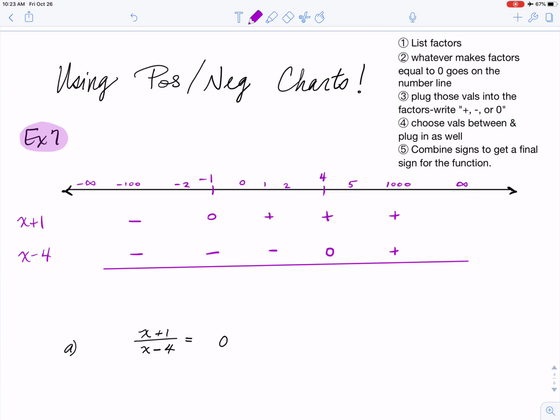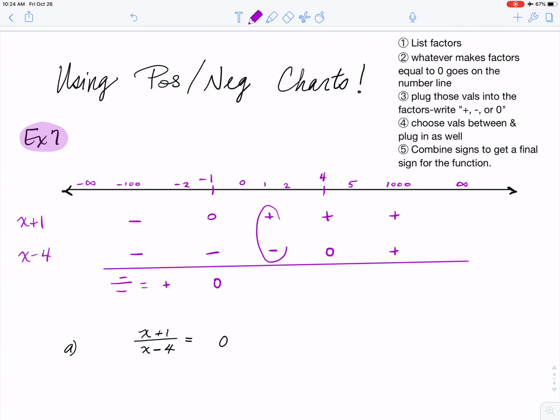So what exactly does that mean? I have 2 negatives, and according to my function, those 2 negatives are being divided. So what is a negative divided by a negative? This is going to be equal to a positive. And then we take our next 2. What is 0 divided by negative? 0 divided by negative is 0.